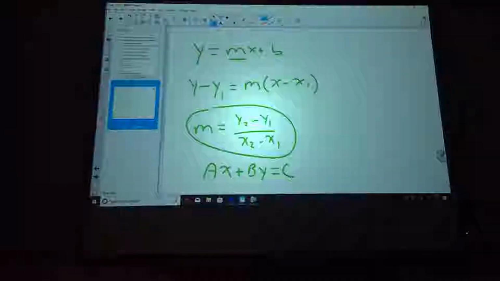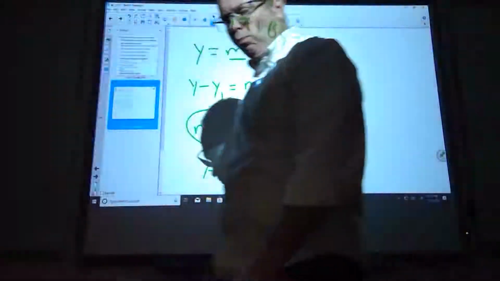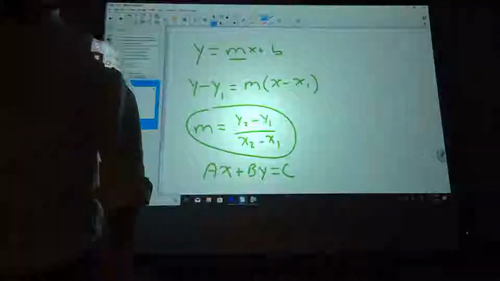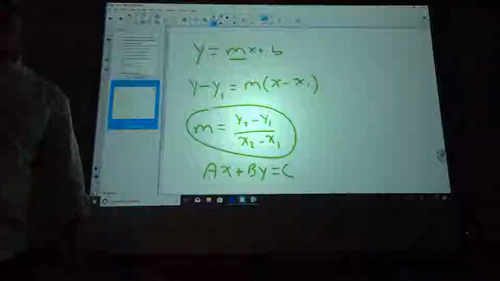We're good? You sure? Is 1.5 a half? 1.5 is 3 over 2. But I have no problem if you have a decimal for a slope at this point. Is that cool? Okay. So I think maybe number 5 we want to walk through.